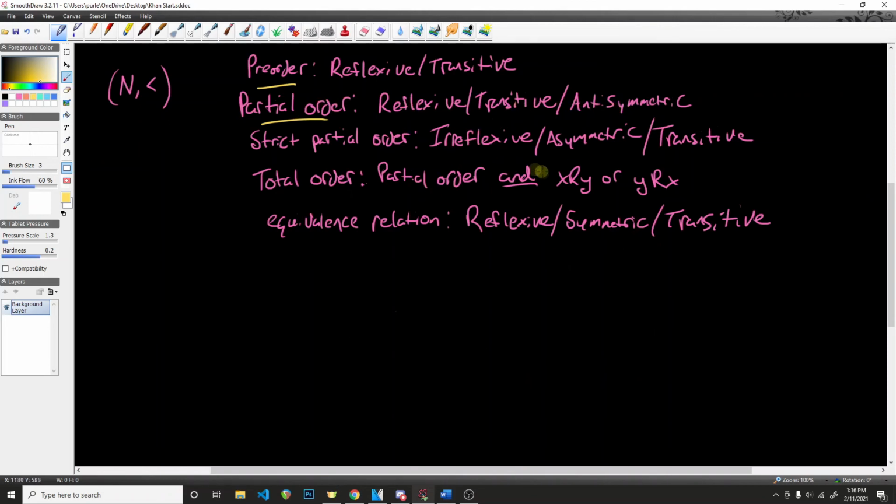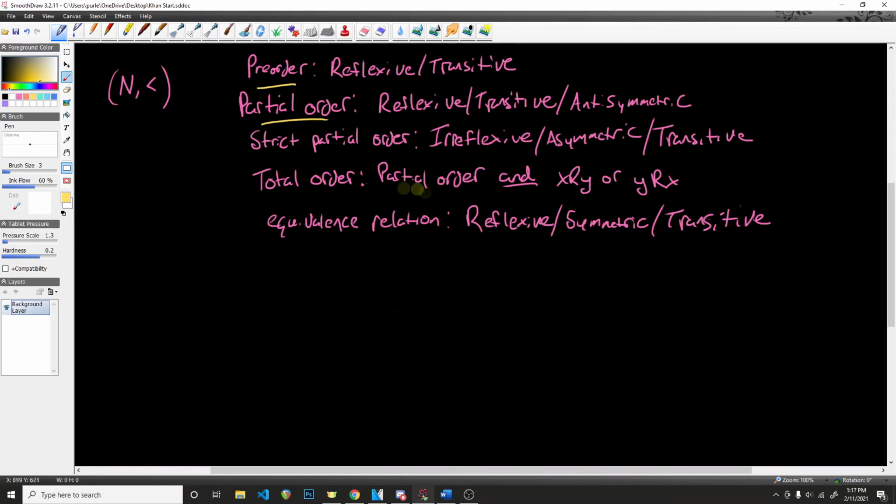But then also it will be covered such that for every two values, it is either going to be x R y, or it's going to be y R x. And I'll touch on that in a moment. But finally, we have equivalence relation. That's just going to be reflexive, symmetric, and transitive.